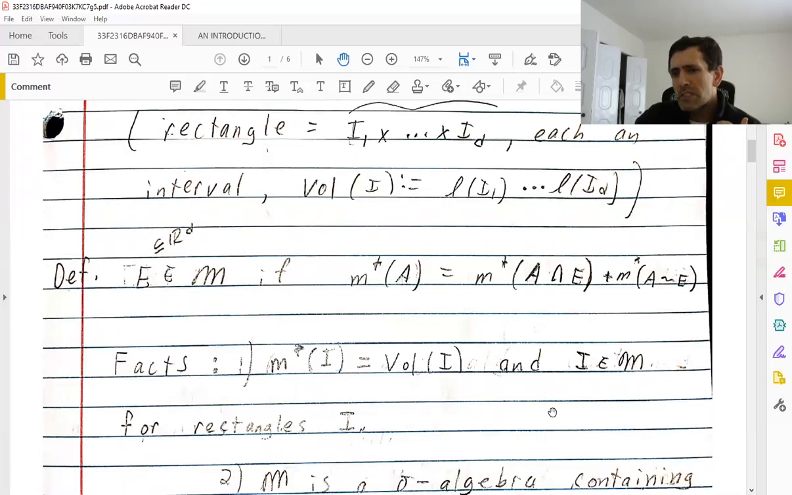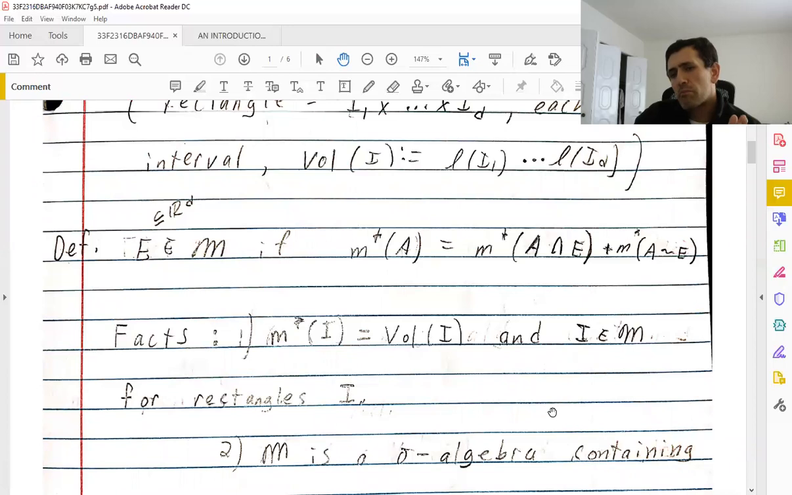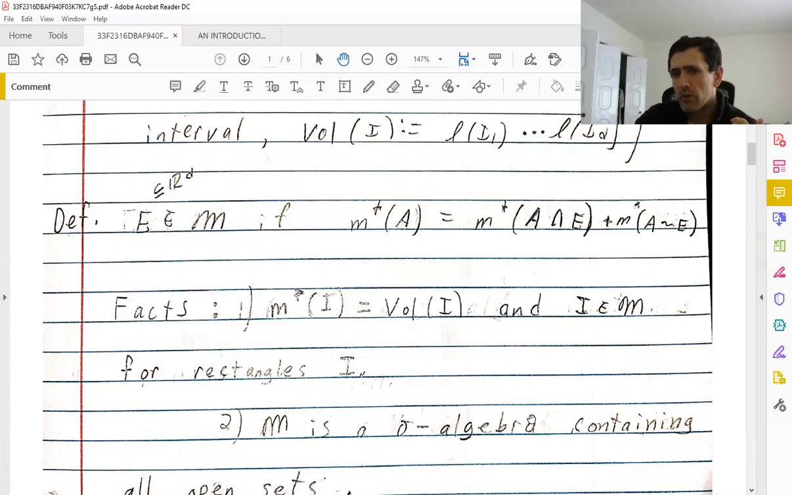Besides that, virtually every proof of every result for Lebesgue measure on the real line very easily, almost trivially, extends to this higher dimensional setting. In particular, if script M is the collection of all measurable subsets of R^d, then this is a sigma algebra. That proof is identical to what's in the book and what we did for Lebesgue measure on the real line.